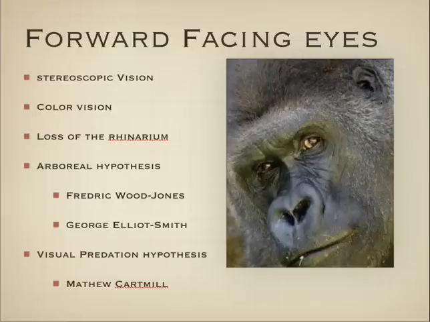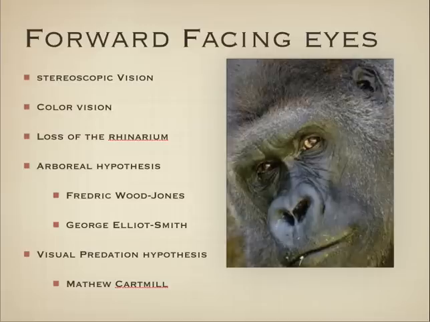A rhinarium is basically that wet snout, the snout you see on a dog that allows it to be able to smell and take in more molecules of scent than we are. So we've lost our sense of smelling in favor of being able to see better. And there are several theories as to why this is.